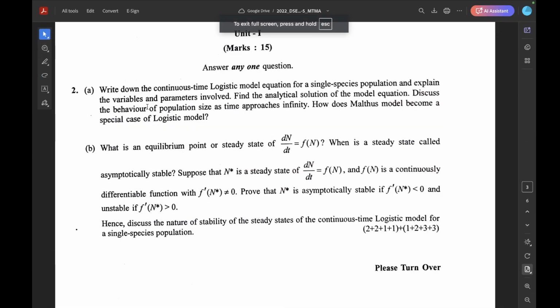Question 2A. Write down the continuous time logistic model equation for a single species population and explain the variables and parameters involved. Find the analytical solution of the model equation. Discuss the behavior of population size as time approaches infinity. How does the Malthus model become a special case of the logistic model?